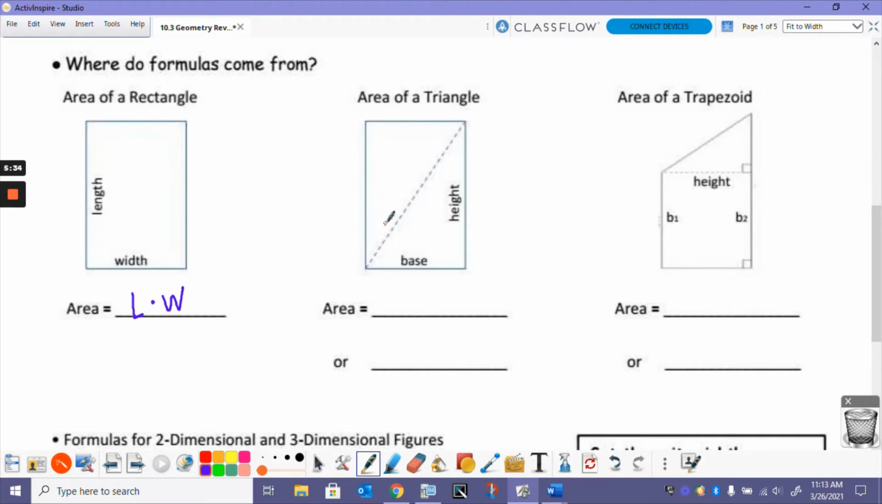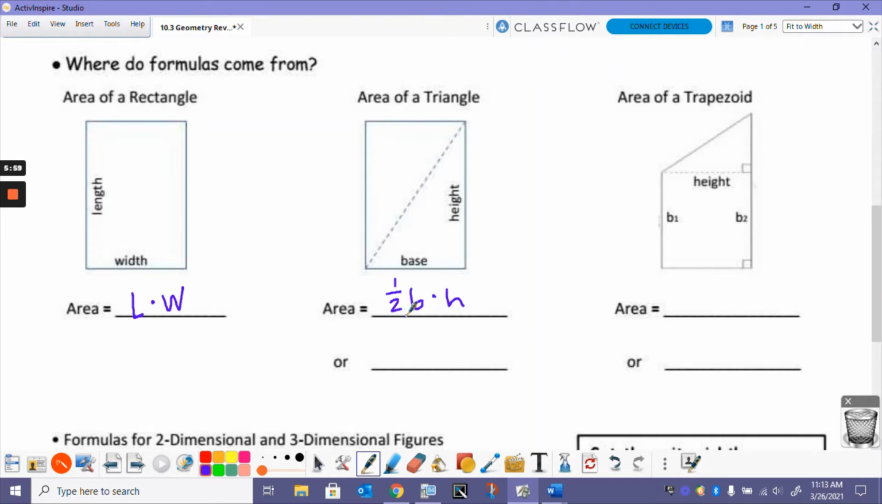All right, and then when we're dealing with the area of a triangle, notice that we get two triangles if we split a rectangle diagonally, right? So this is our base and this is our height, right? So we can find our area of a triangle by 1/2 of the base times the height.